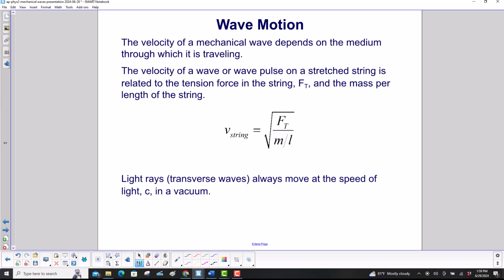The velocity of a wave or wave pulse on a stretched string is related to the tension force in the string, and the letter for that is F sub T, tension, and the mass per length of the string. So the velocity of the wave in the string is the square root of the tension force divided by the mass per unit length. Light rays, or transverse waves, always move at the speed of light c in a vacuum.